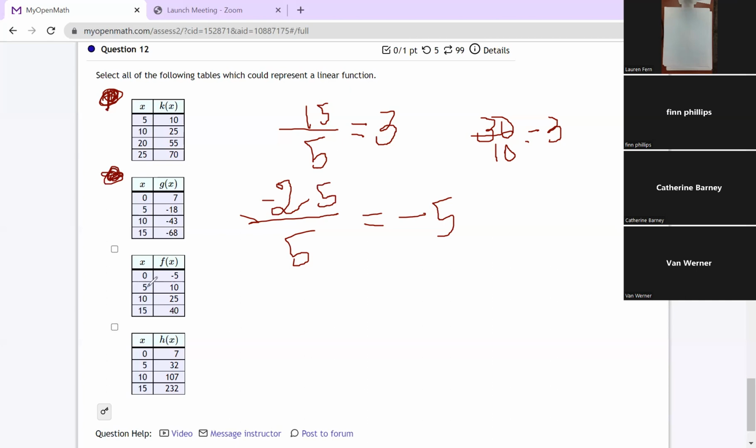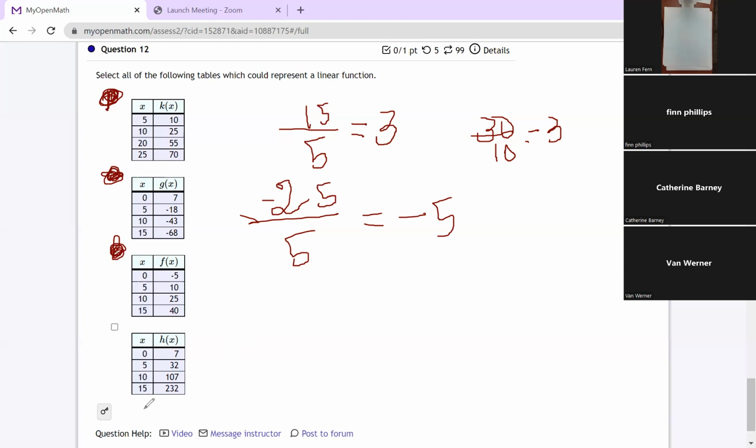Okay, so notice each of these are changing by 5. So we need to ask, are each of our function values changing by the same amount? They're all changing by 15. So is this a linear function? Yes. Well, we can already say by process of elimination that they're going to have one that's not a linear function, but let's just make sure.